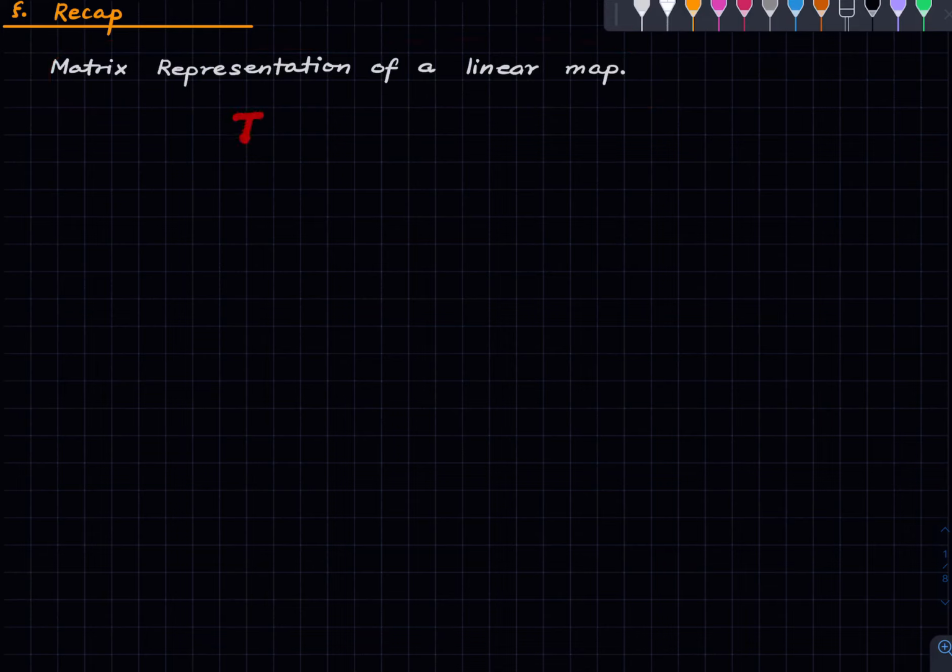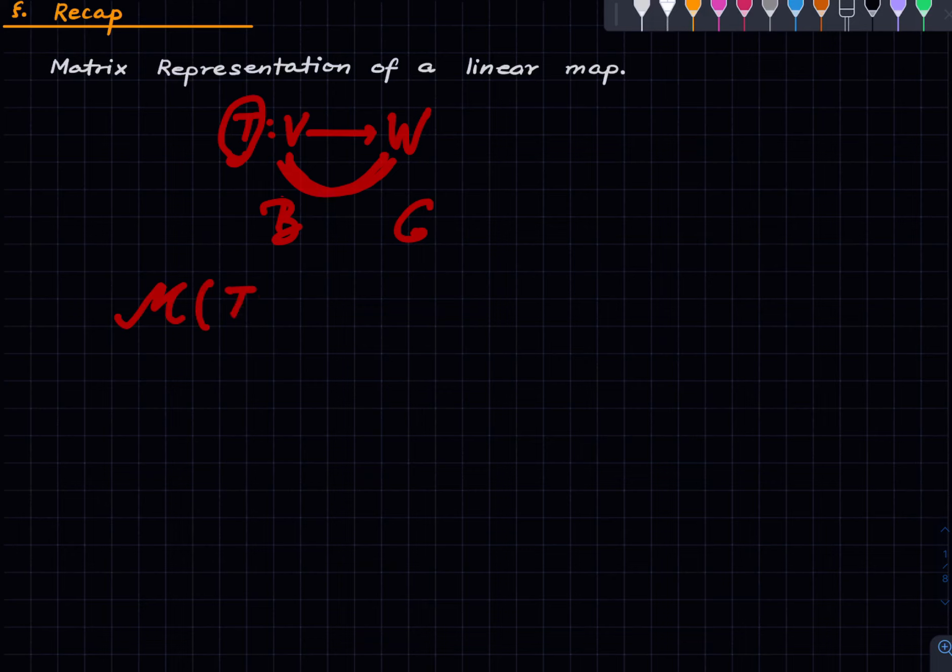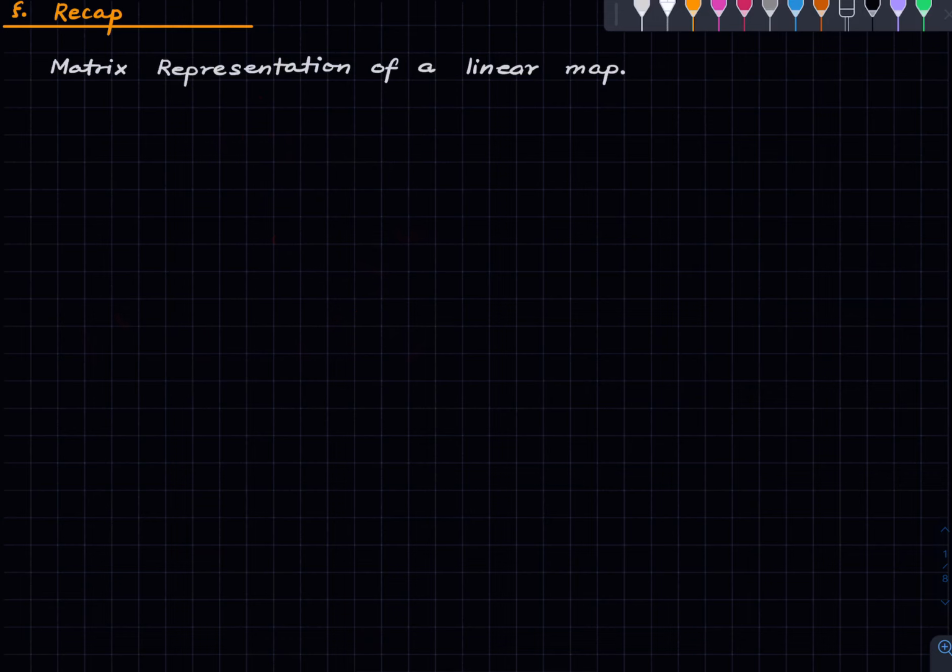So given a linear map between two vector spaces over the same base field, of course, if it is a linear map, then they have to be vector spaces over the same base field. And if we choose bases B and C of V and W respectively, then we can make a matrix which is the matrix of T with respect to the two bases. Let me not get into the details of this. This is what we discussed in the previous lecture.